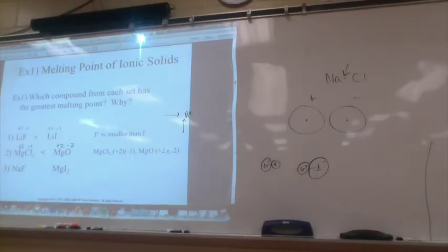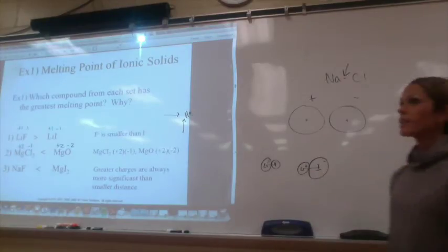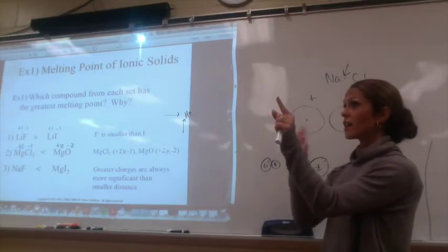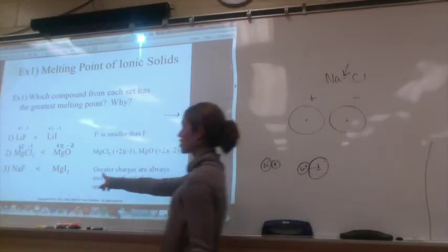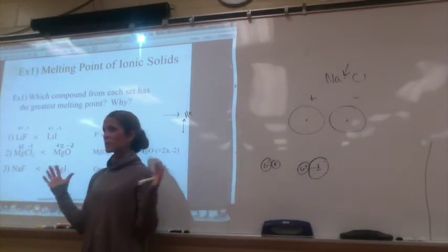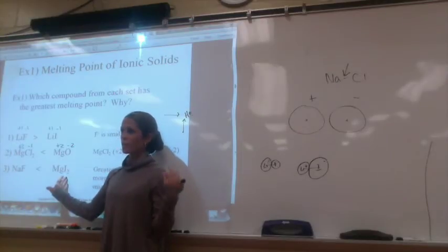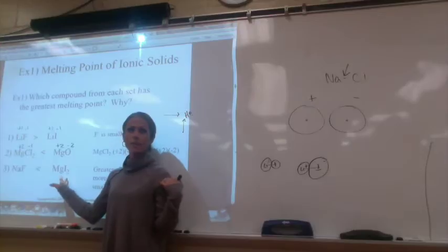Okay? Last one, NaF and MgI2. Mg is +2, that's a +1, -1, +2, -1. Greater charges are always more significant than the smaller distance. The reason why you're analyzing this is because you can look at NaF, and then you can look at MgI2, and you can see that this is a much larger distance between the two atoms than this one, but charge will take precedence. So you're going to choose the one with charge first. Any questions on that?